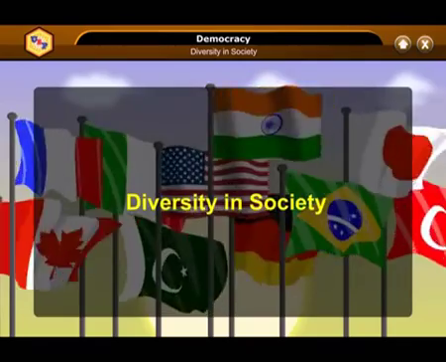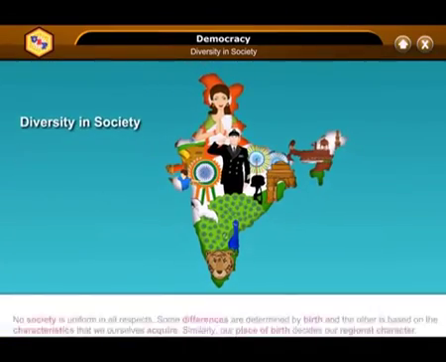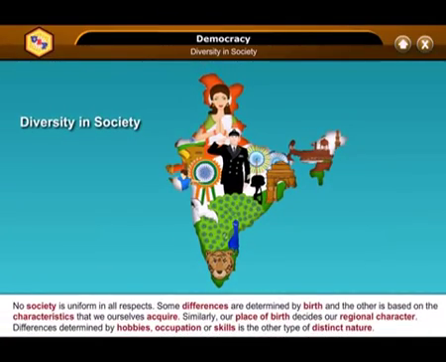Diversity in society. No society is uniform in all respects. Some differences are determined by birth and others are based on characteristics that we ourselves acquire. Similarly, our place of birth decides our regional character. Differences determined by hobbies, occupation or skills are another type of distinct nature.